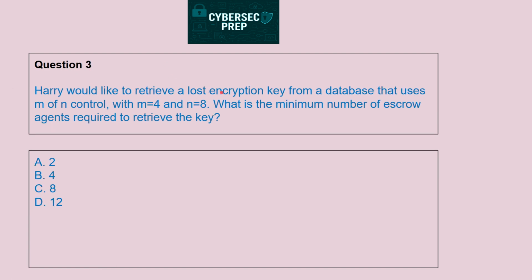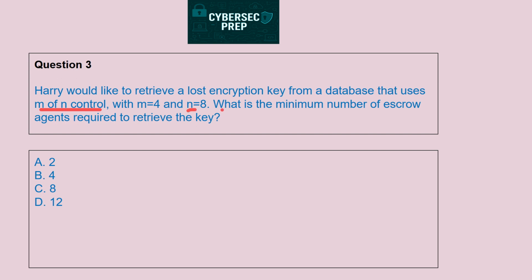Harry would like to retrieve a lost encryption key from a database that uses M of N control with M equal to 4 and N equal to 8. What is the minimum number of escrow agents required to retrieve the key? So basically here we have to first of all understand what M of N control is. For the key recovery process, the M of N control is used, which basically means that the encryption key will be split with 8 escrow agents. So N means number of escrow agents.